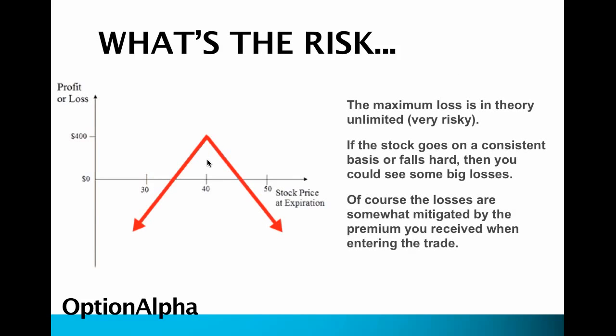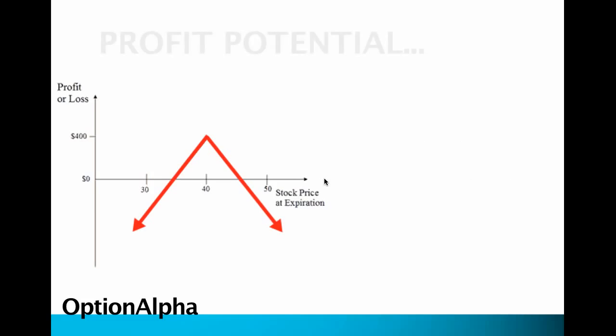So what's the risk? Well, the risk of this strategy is that the stock actually moves outside of your boundary or break-even points. And there is a maximum loss probability here or unlimited potential with this strategy because the stock can go up exponentially in price. If that happens, then you could see really, really big losses. Of course, you can mitigate this loss with some of the premium that you received and a hedging strategy that I'm going to talk about here at the end of this video.